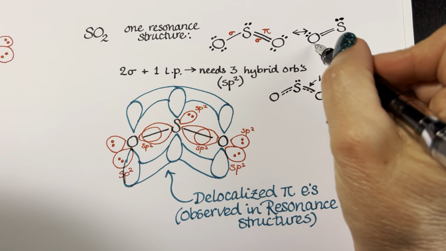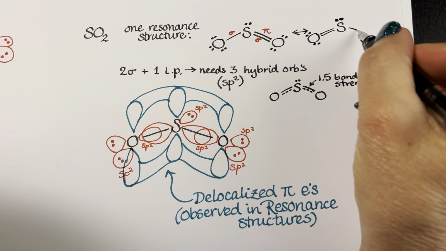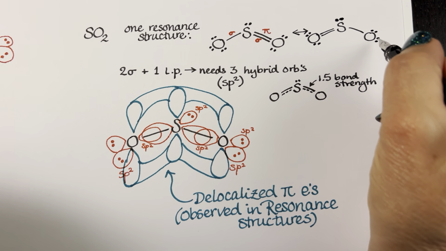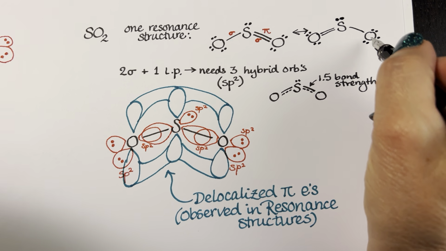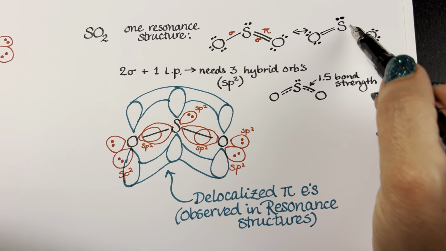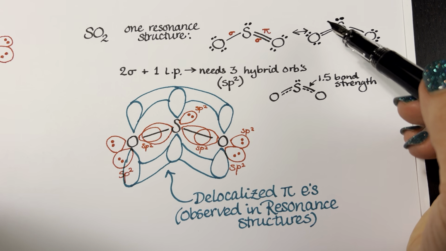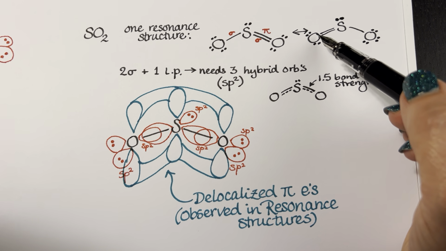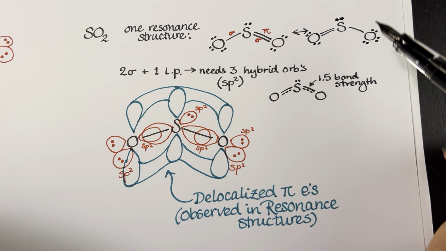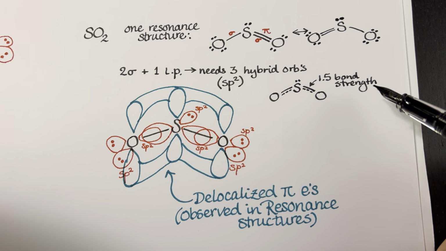because it's saying we have an oxygen here with 3 lone pairs, and that's simply not true. We show an oxygen with just a single bond on one side, not true. We show a sulfur-oxygen double bond. That's not true, all right? It's actually 1.5 bond strength.